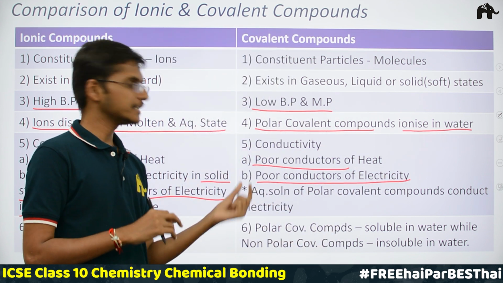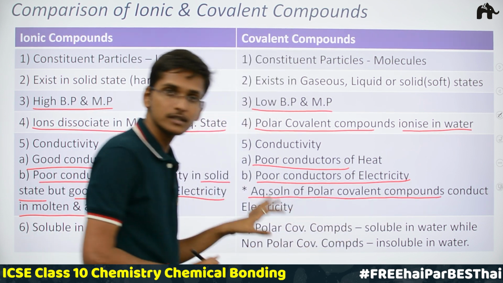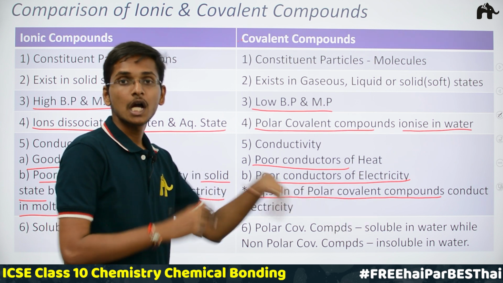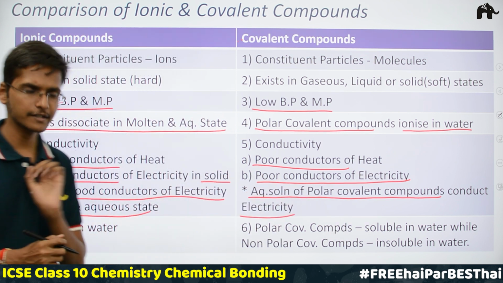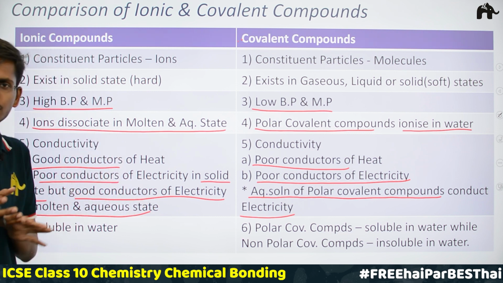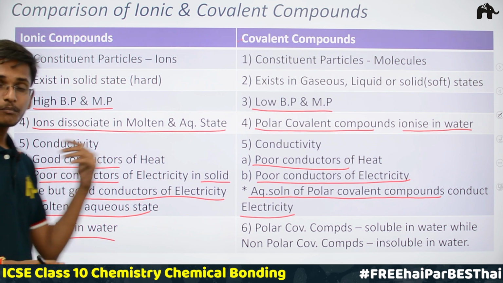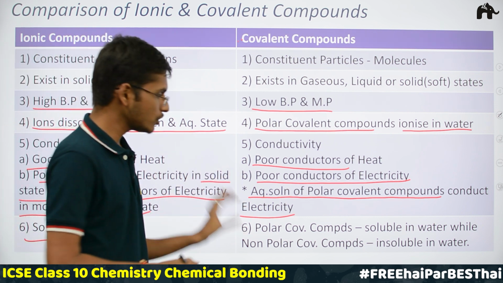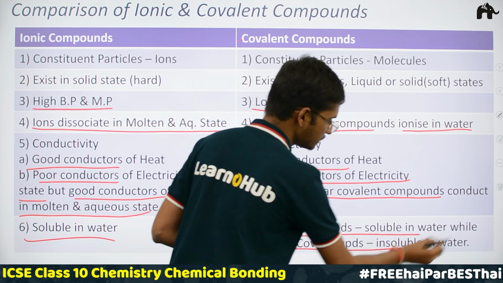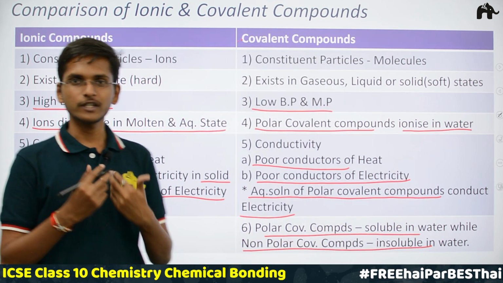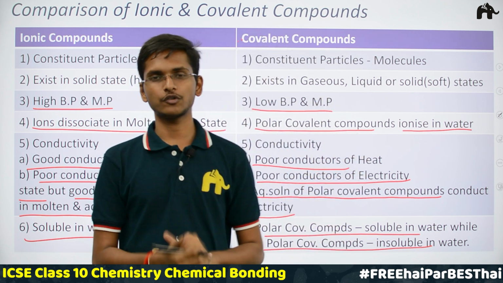But the exception we have studied is that aqueous solutions of polar covalent compounds conduct electricity, right? Just now we have studied this. And then lastly, the solubility point: ionic compounds are soluble in water. In case of covalent compounds, polar covalent compounds are soluble in water, non-polar covalent compounds are insoluble in water. So here we have compared the properties of ionic compounds as well as covalent compounds.